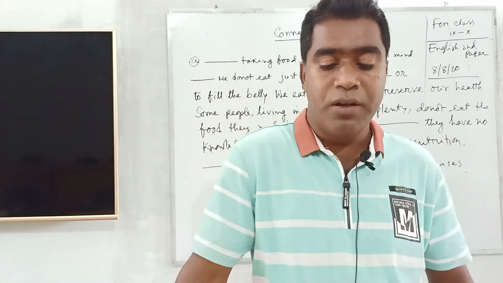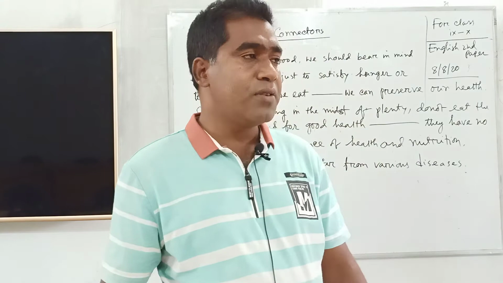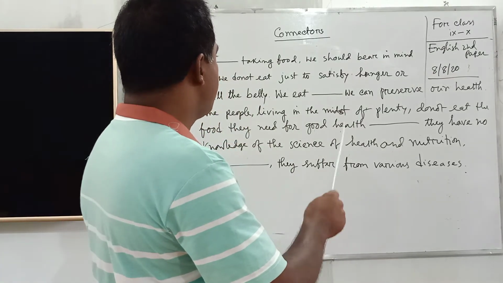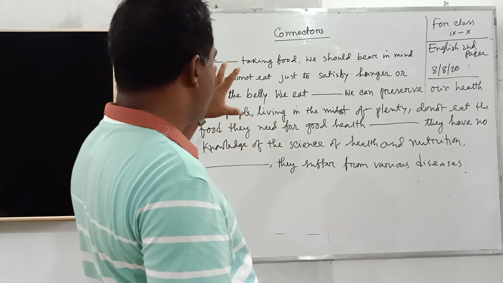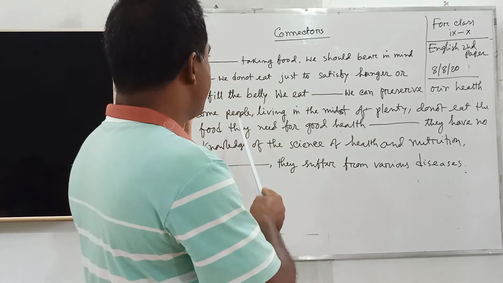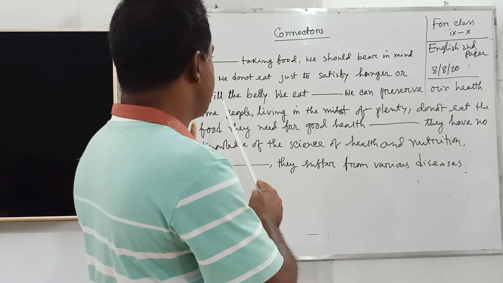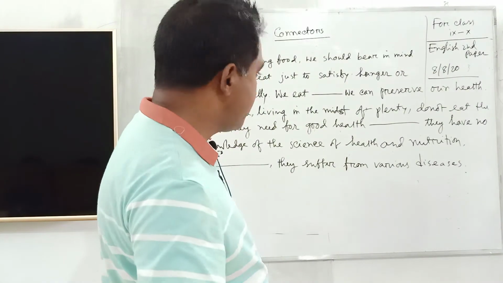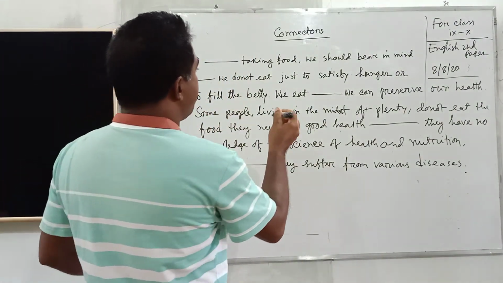All right. So what's my best suggestion? My suggestion is that you have to go through the whole passage, and after going through the whole passage, you have to enrich your idea about which connectors may be suitable or which connectors should be kept or used here. Here, first of all, dash taking food.